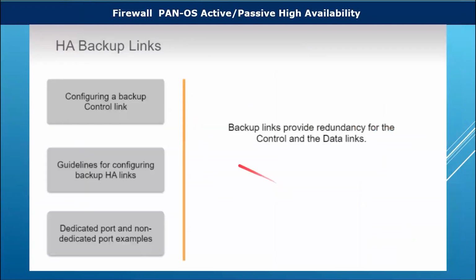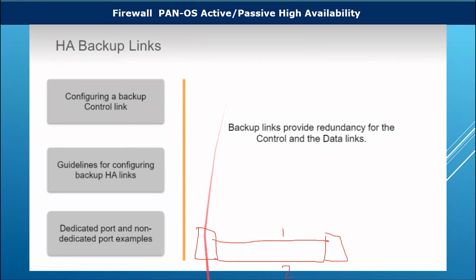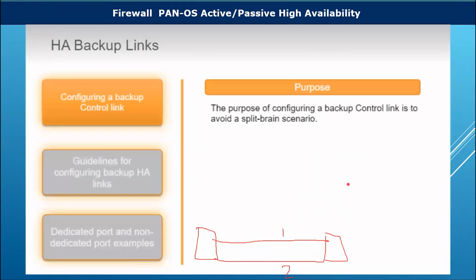Okay, so guys, here is the HA backup link, right? In high availability, for the HA1 link or HA2 link, we have two links. So like this: firewall 1, firewall 2, HA1 link and HA2 link, right? So this one is a normal scenario.